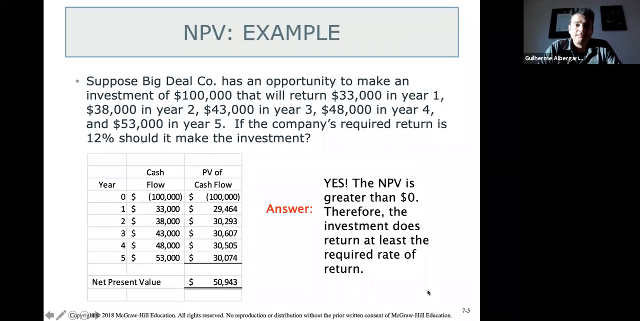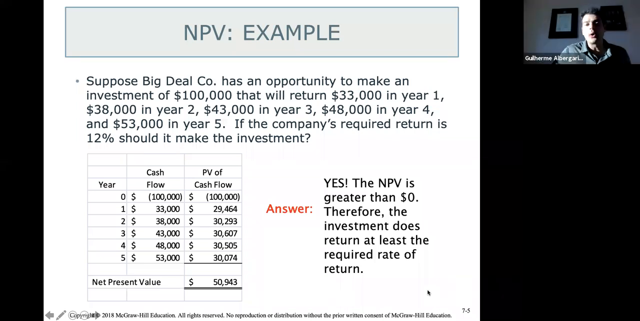So let me give you an example. Suppose that Big Deal Corporation has an opportunity to make an investment of $100,000 that will return $33,000 in year one, $38,000 in year two, $43,000 in year three, $48,000 in year four, and $53,000 in year five. The company's required return, that means the cost of capital for that firm, is 12%.